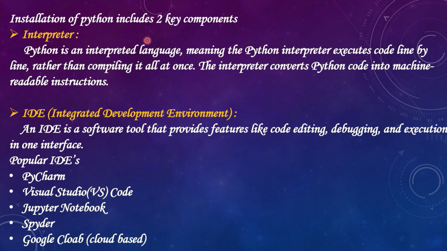Now let's see the steps for installing Python. The process of installing Python basically involves two key components. One is the interpreter and the second one is the IDE, which stands for Integrated Development Environment. In our first session, we already discussed that Python is an interpreted language, right? Python executes the code line by line, sequentially. That means each and every statement executes one after another. It will not compile all the code all at once. Instead, it executes the code line by line.